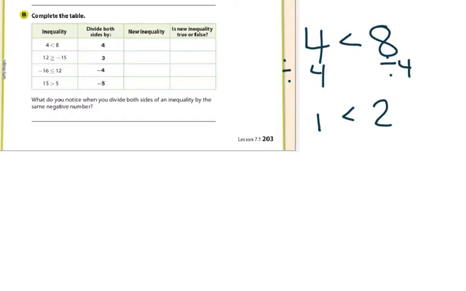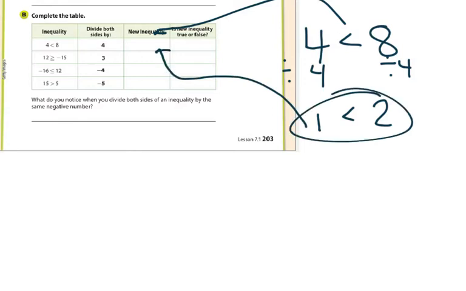So let's see if that's true. 4 divided by 4 is 1. That's still less than 2. So my new inequality would be written in here. I'm sorry, this guy would be written in here. This is our new inequality, and it is still true, right? 1 is less than 2.